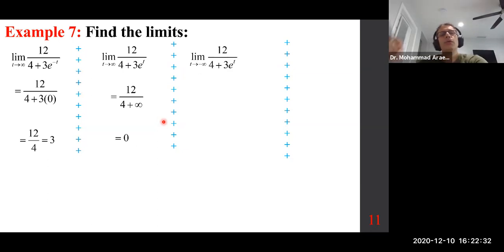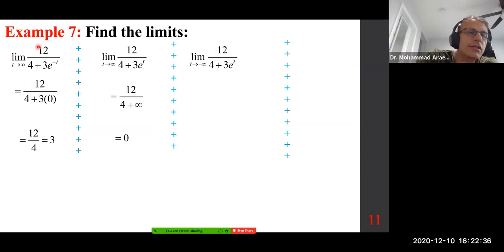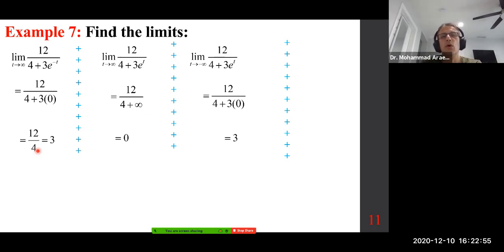Now, I hope you realize this third case becomes like the first case. Take a look. The reason being, because t is approaching negative infinity, so 12 over 4 plus 3 times e to the power of negative infinity, this goes to 0. So we get the same result as the first one. So compare the first and the third one and see why they become the same. Okay.